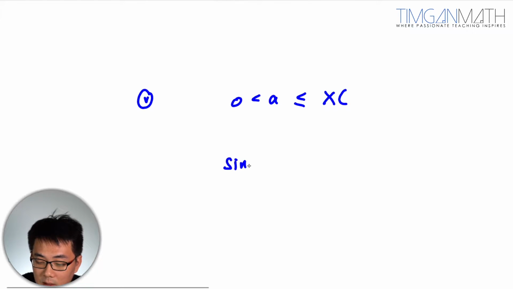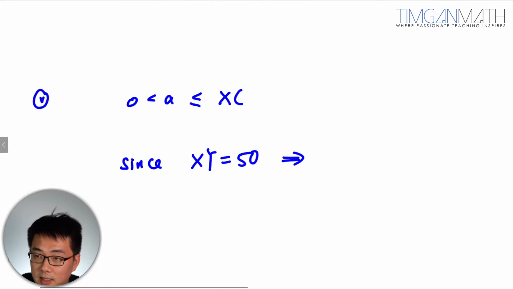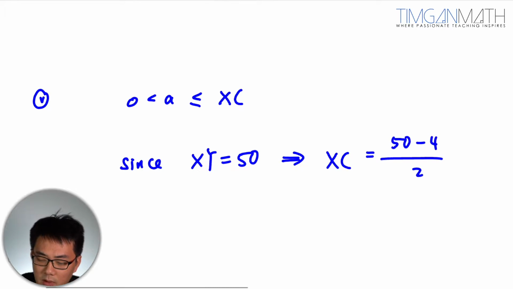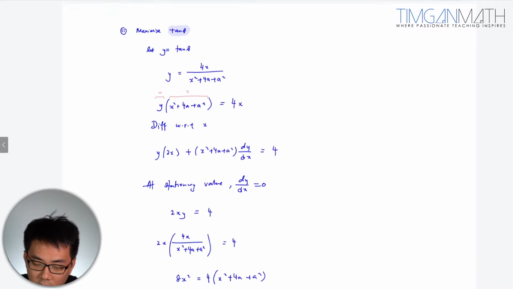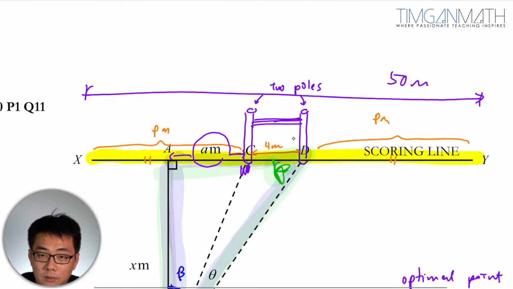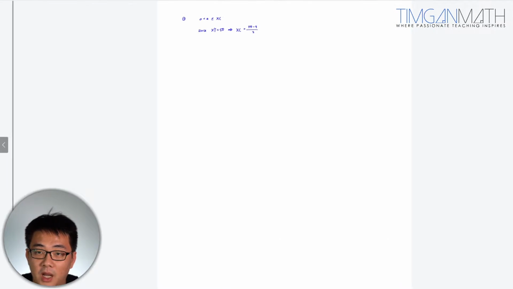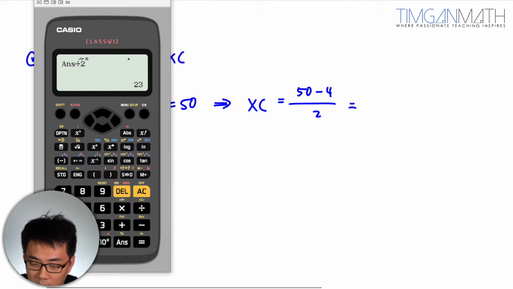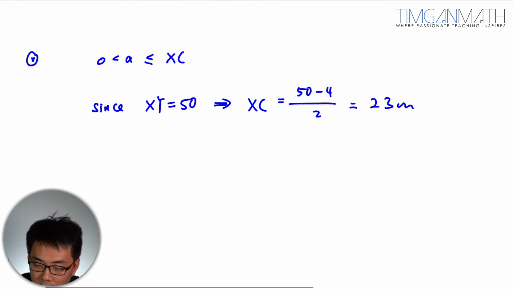So since XY is 50, this would imply that XC is actually 50 minus 4, divided by 2, right? So just solve it geometrically. I think this is not like rocket science, because this is 4, then this is 50. So 50 minus 4 divided by 2, that will be our range here. So this one, you key in the calculator, I think it will give you 23, right? 50 minus 4 divided by 2, 23 meters. So we know that A is between 0 to 23, at most 23 meters, okay?